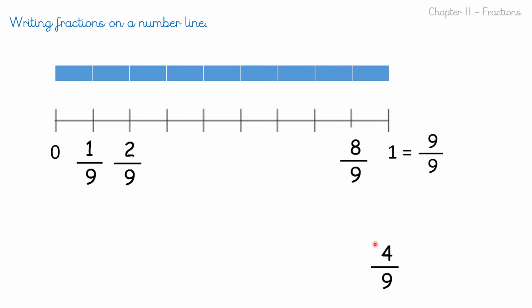Where will you write now 4 ninths? The same. We need to count 4 parts out of 9. So we go 1, 2, 3, and 4. 4 ninths will be here. What about 3 ninths? This one is quite clear, isn't it? So 3 parts out of 9 will be here in between the 2 parts out of 9 and 4 out of 9. Let's check. We start from 0, 1, 2, 3 parts out of 9.